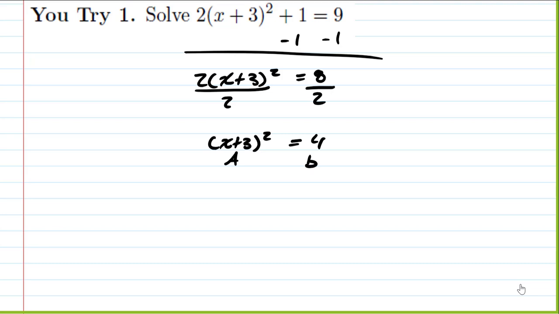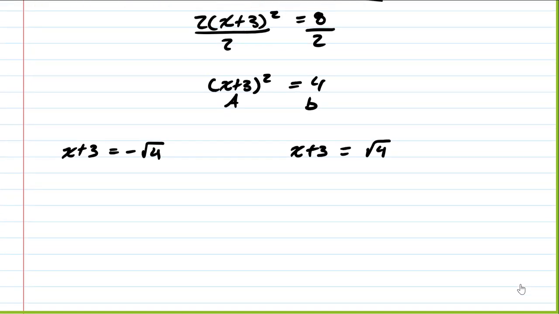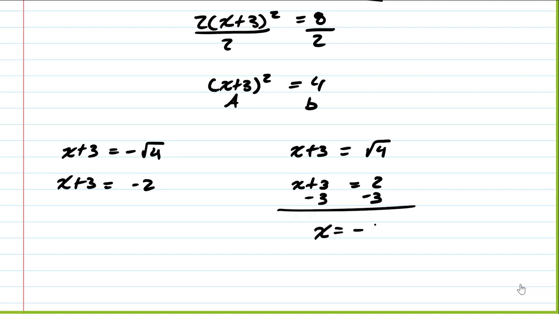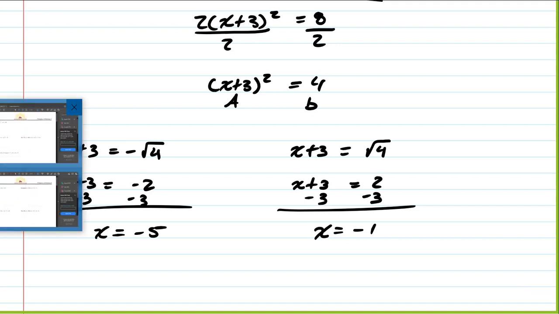So then by our square root property, we get a is equal to the negative square root of 4, and a is x plus 3 in this case. And we also get x plus 3 is equal to the positive square root of 4, which is 2 in both cases. So we get x plus 3 equals negative 2, or x plus 3 equals positive 2. Minus 3 to get us x is negative 1. We minus 3, and we get x is negative 5. And that would be our two solutions to that equation. And if we wanted, we could go back and check them by plugging them into the original.